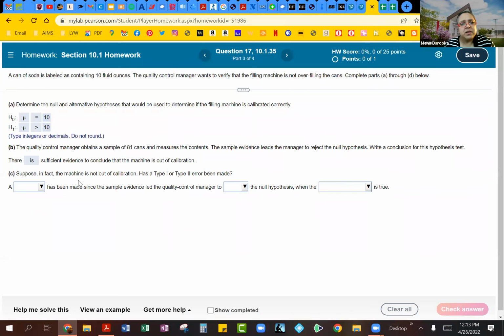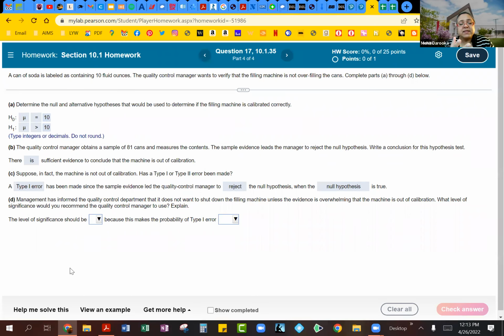So this one here is saying basically that you have made a type 1 error if the machine is not actually out of calibration. So we are saying a type 1 error has been made since the sample evidence led the quality control manager to reject the null hypothesis when the null hypothesis is true. So even though it was true, you still rejected it, and that's when we created a type 1 error.